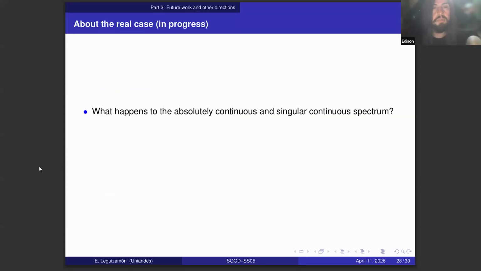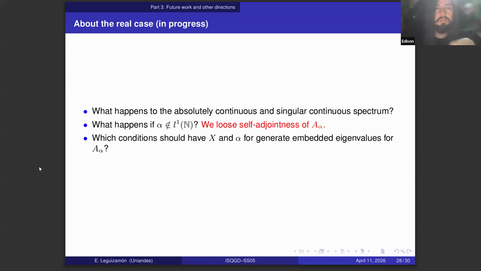Finally, I would like to pose some questions. Three questions. What happened with the absolutely continuous and singular continuous spectrum? I think that requires a deep study of the Weyl function. What happened with the strong interactions? We lose the self-adjointness, but we conserve the symmetry of this operator. And which conditions should X and alpha have to generate embedded values? Because until now we don't have the middle point.